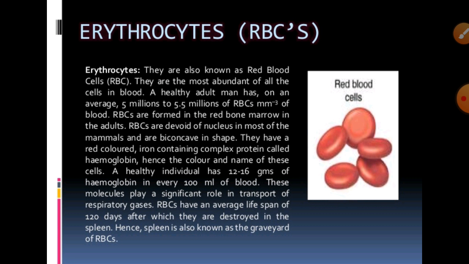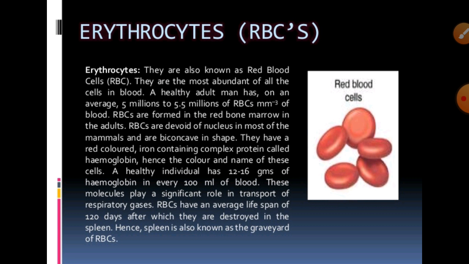And let's talk about the lifespan of these RBCs. The total lifespan of RBCs is 120 days, after which RBCs become non-functional and get destroyed in the spleen. And as we all know, the spleen is the graveyard of the RBCs. That's why the spleen is also known as the graveyard, because after destruction, they are generally found over there.